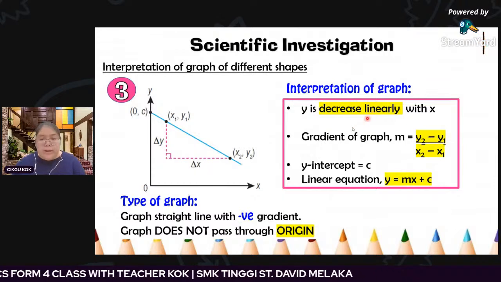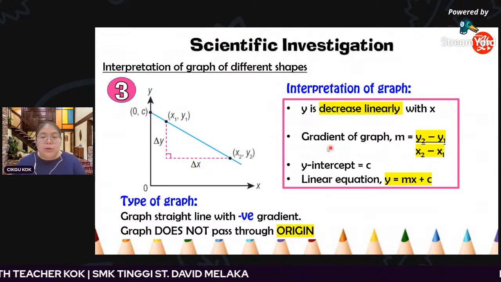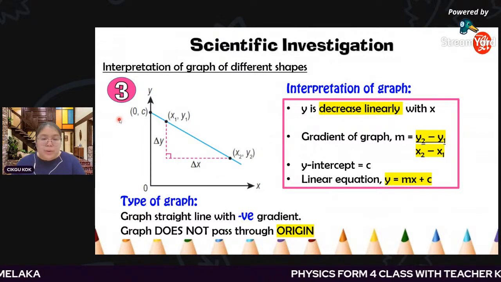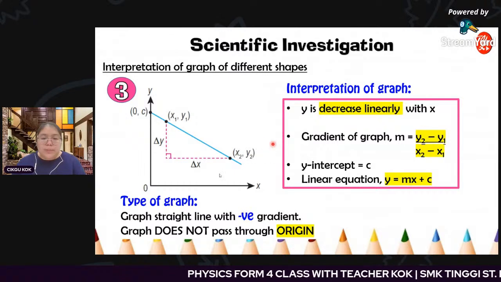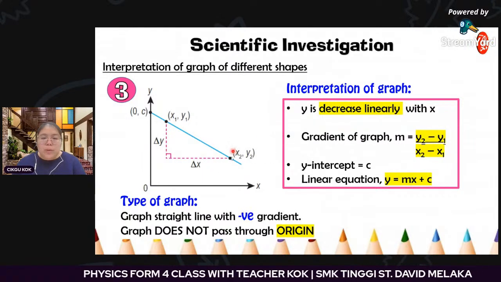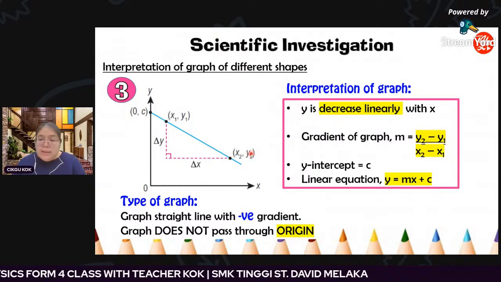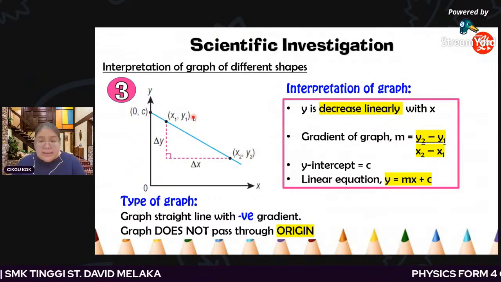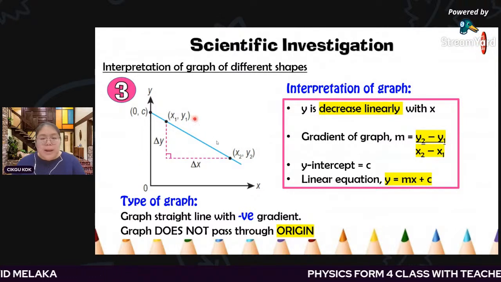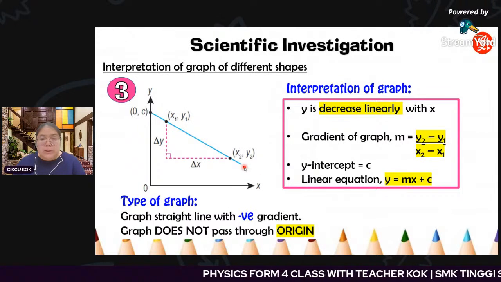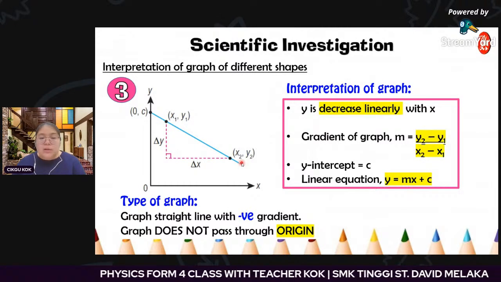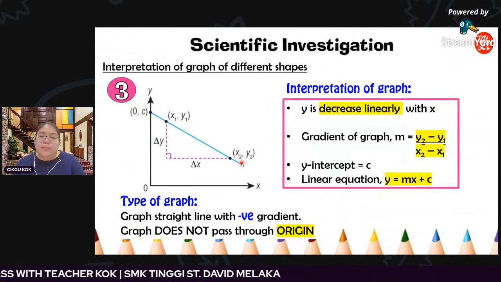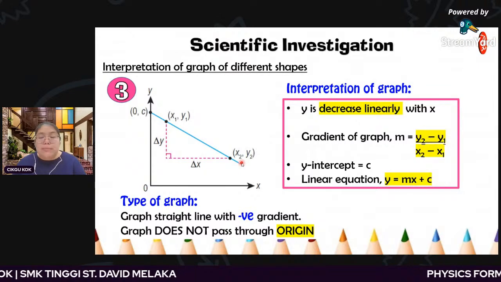Now gradient. The gradient is also the same. You need to find the 2 points. After that, y2 minus y1. From here, they take the 2 as the bottom one. If the 2 is the bottom one, it means y2 is smaller, right? Y2 minus y1, smaller minus the biggest one, sure is negative. Now x2 minus x1: x2 is bigger than x1, so x2 minus x1 is positive. So the final answer, you still get negative, because y is the smaller minus the biggest one.